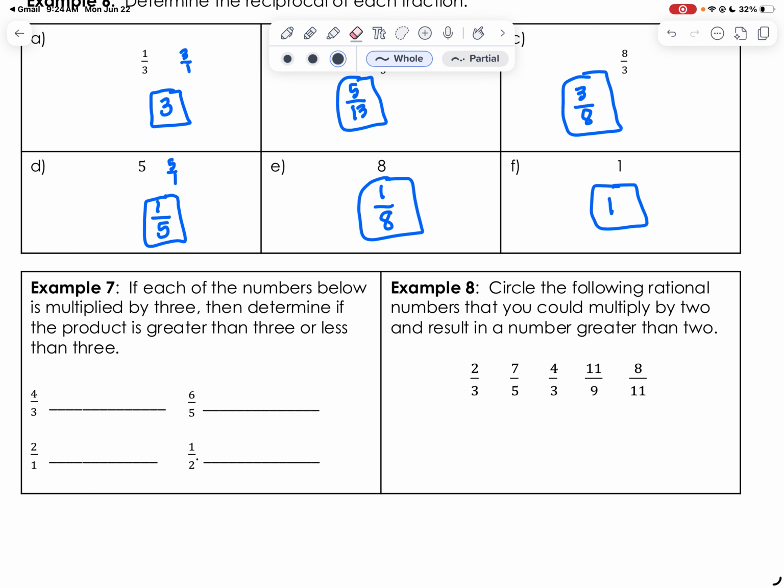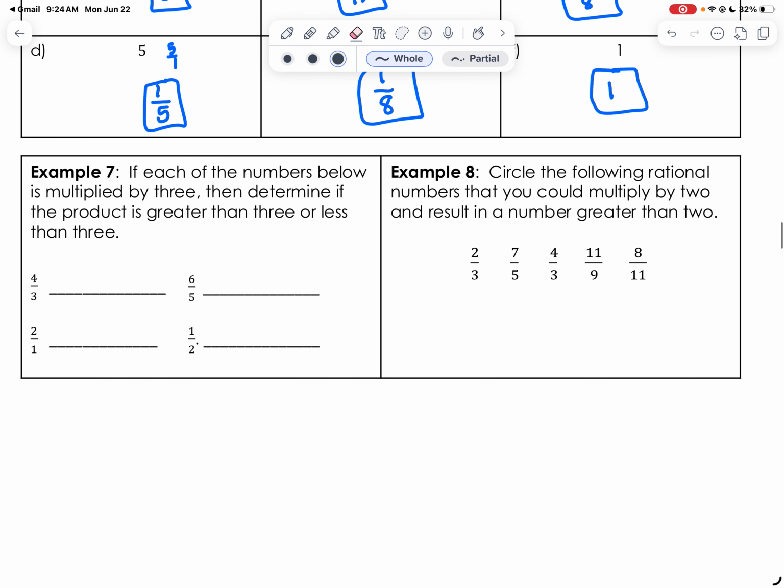All right, example 7. If each of the numbers below is multiplied by 3, then determine if the product is greater than 3 or less than 3. So if I took 4/3 and multiplied it by 3, would it be less than 3 or greater than 3? Well, 4/3 has a value that's larger than 1, so the product would be greater than 3. So 4/3 times 3 would be greater than 3.